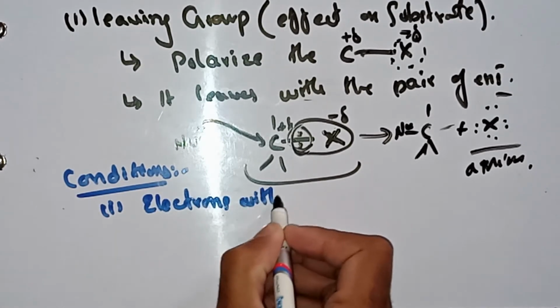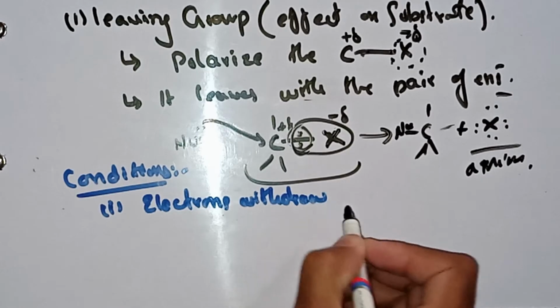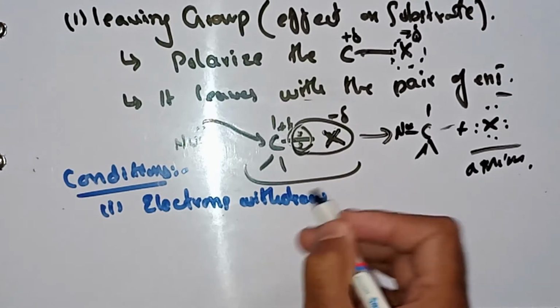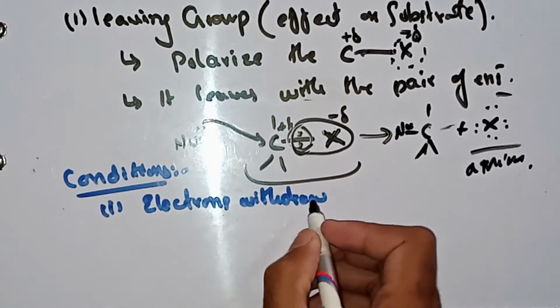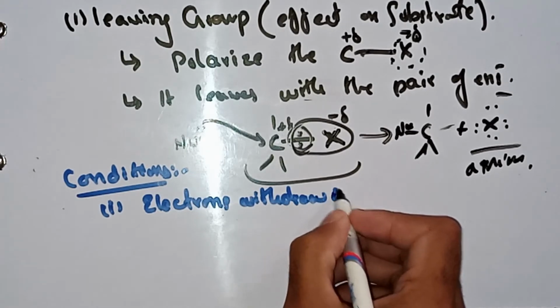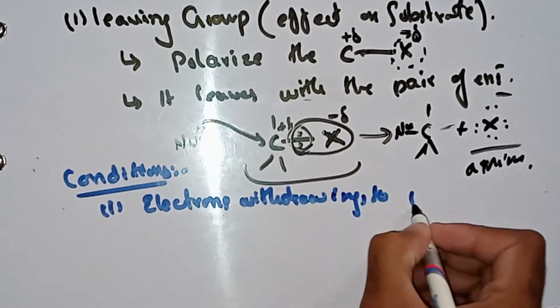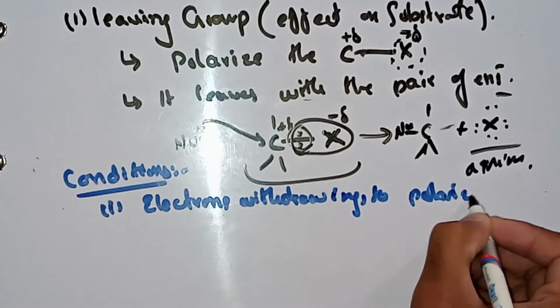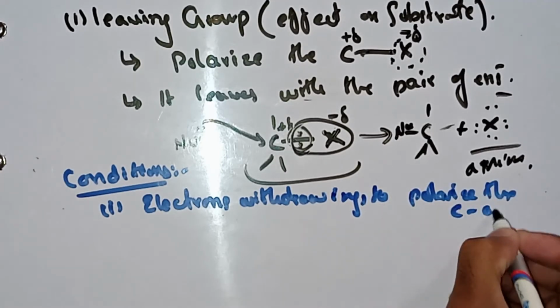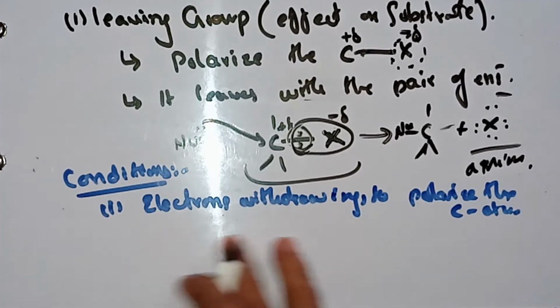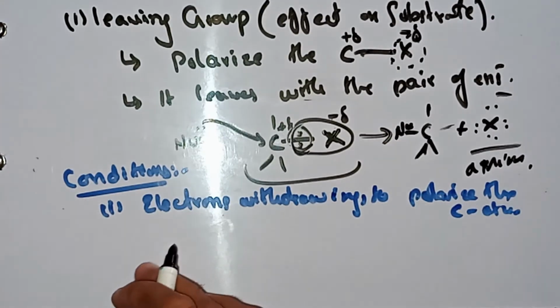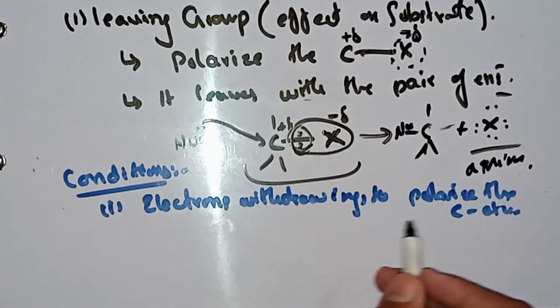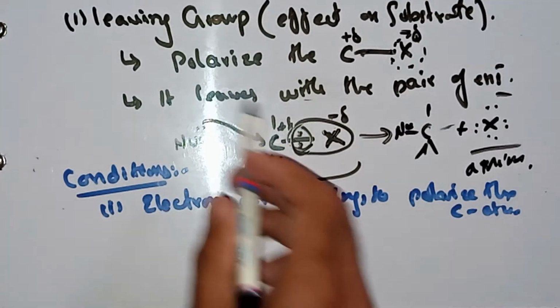Electron withdrawing, I will explain this in detail as I write. Electron withdrawing to polarize the carbon atom. I will explain this later. Let me first write this condition for you. The first condition is electron withdrawing to polarize the bond. This is the first condition for a leaving group.